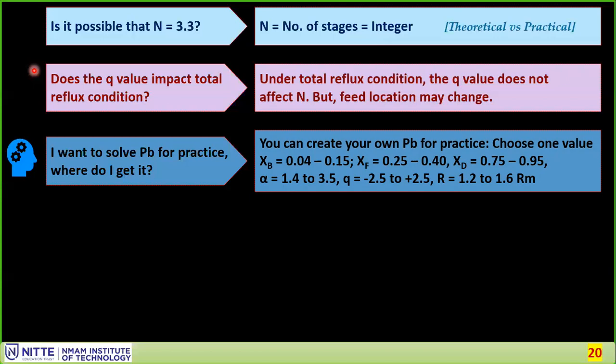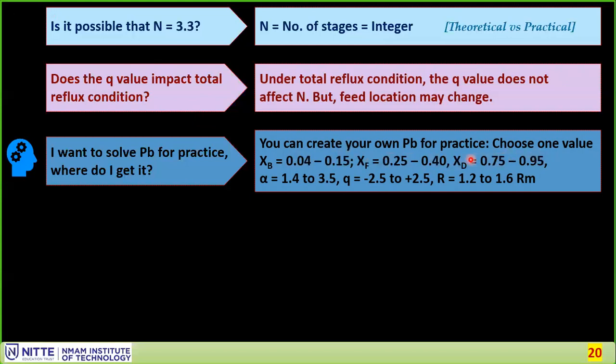Any one value for each variable, you take it. That is the concentrations: bottom product, feed, and the top product. You take within this range. Any one value, take it. Any one value within this range. Don't go beyond this range.